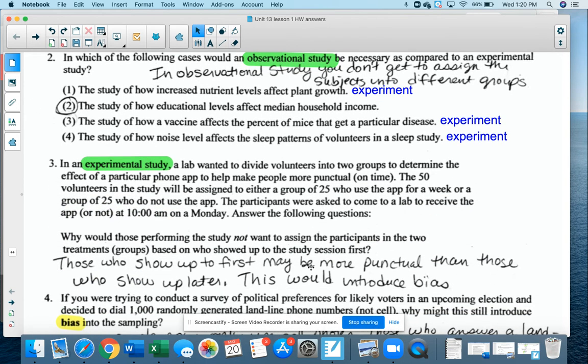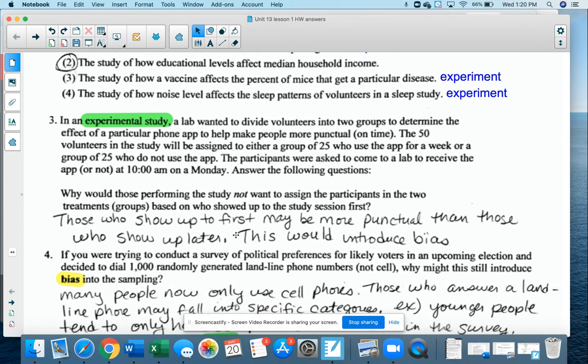3, in an experimental study, a lab wanted to divide volunteers into 2 groups to determine the effect of a particular phone app to help people be more punctual or on time. The 50 volunteers in the study will be assigned to either a group of 25 who use the app for a week or a group of 25 who do not use the app. The participants were asked to come to the lab to receive the app or not at 10 a.m. on Monday. Answer the following questions.